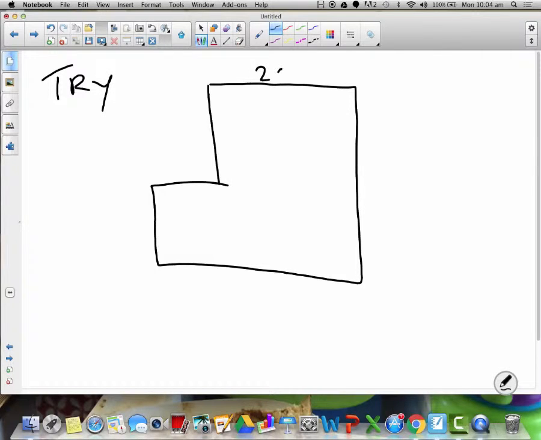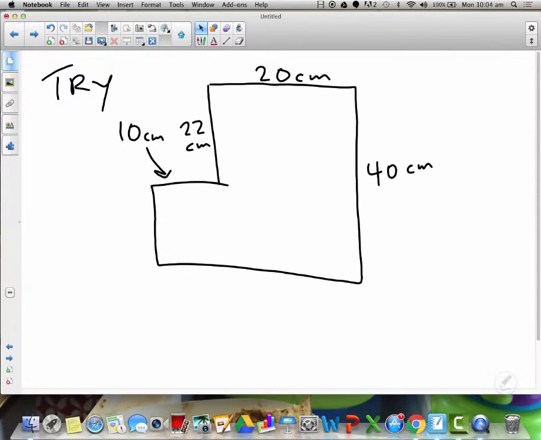This is going to be 20 centimetres. That's going to be 40 centimetres. That's going to be 22 centimetres here. We'll make that equal to about 10 centimetres. Right. And I think, given that, you should be able to work it out. So go on. Draw it up. Have a go. Have I left anything out, Josh, or is it possible? It's possible, isn't it? Good. Okay, what is the area?